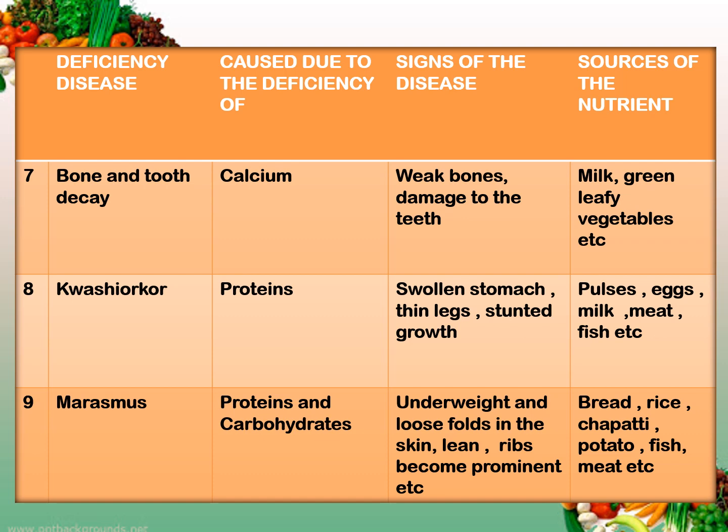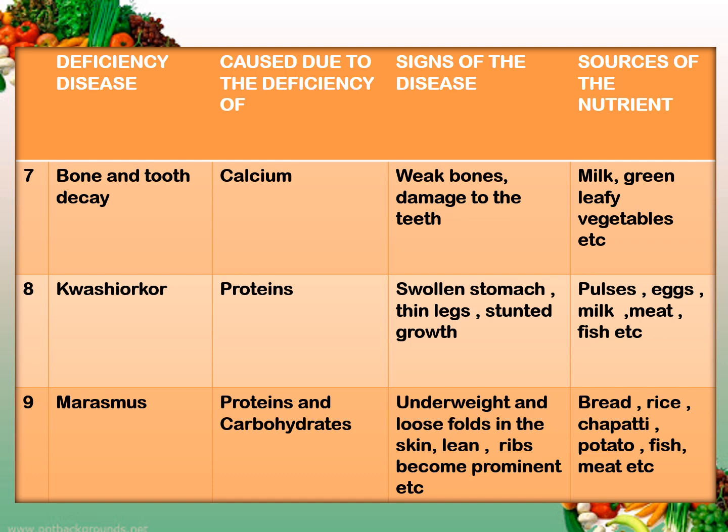If we blow air into the balloon, how it increases in size, right? Thin legs, where the legs become very thin, and stunted growth. The word stunted means very slow growth, or growth will be totally stopped. And the sources of the nutrient proteins are pulses, eggs, milk, meat, fish, etc.